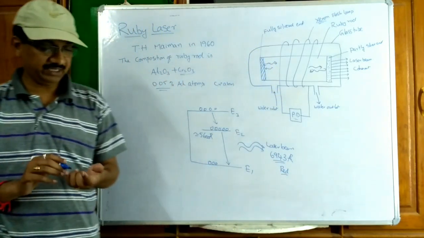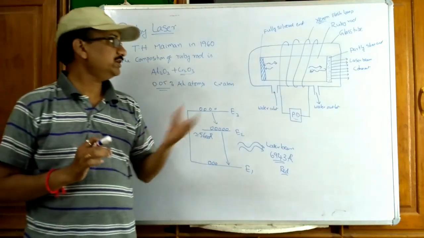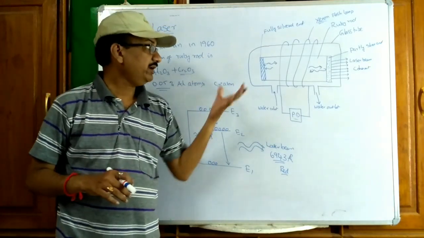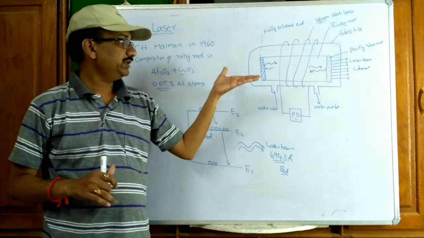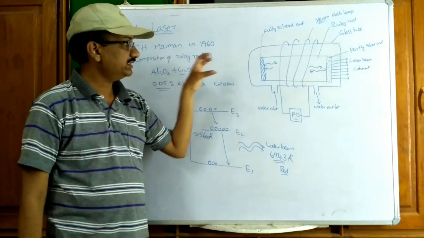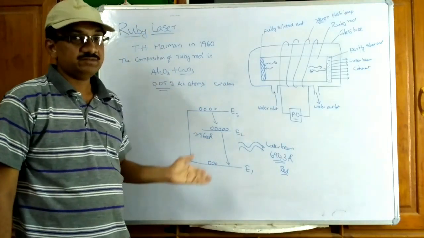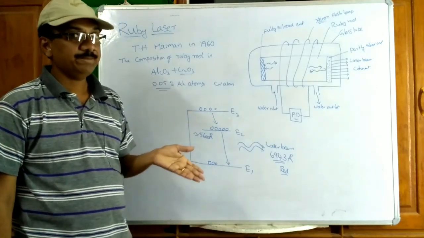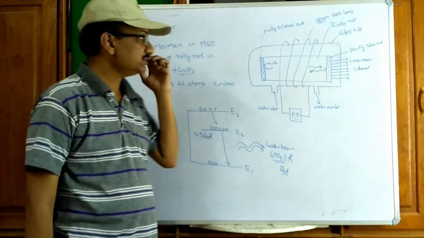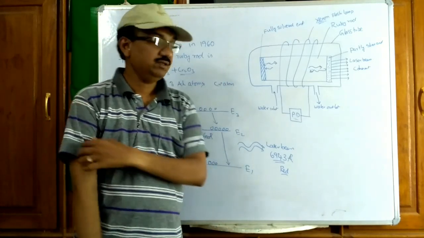This is somewhat of a failure experiment in my knowledge, because it cannot give a continuous lasing action. It gives a discontinuous laser. But this is the first laser. We know this is the first laser, very coherent and unidirectional. So it shows the characteristics of a laser, but it is discontinuous.